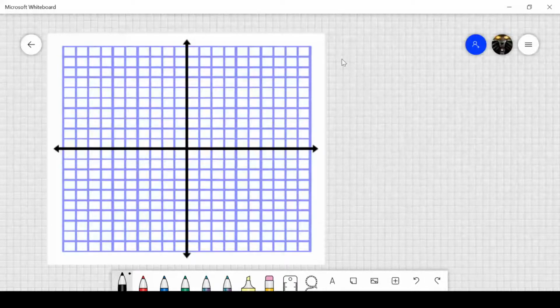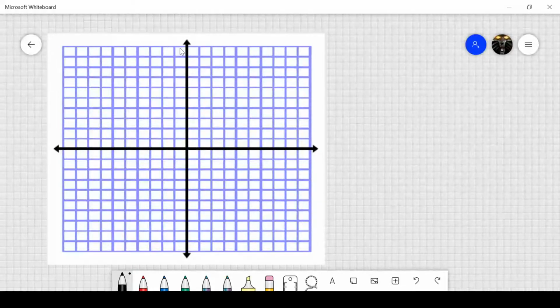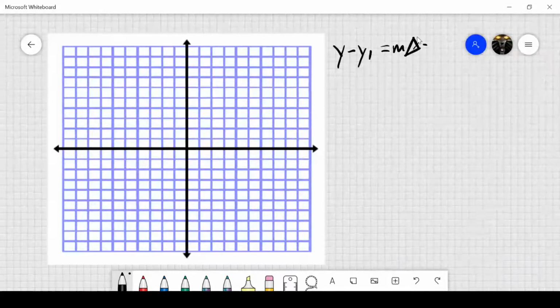The main question I always get from both students and teachers is, why? Why would you make it more complicated with point slope? I actually think point slope is a lot easier in certain situations. So, to recap, point slope looks like this: y minus y1 equals m times (x minus x1).